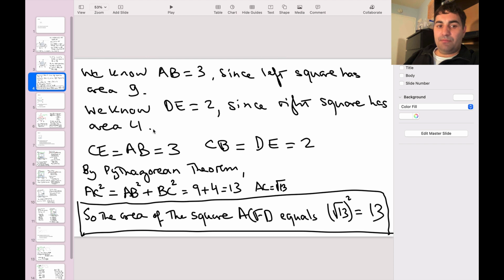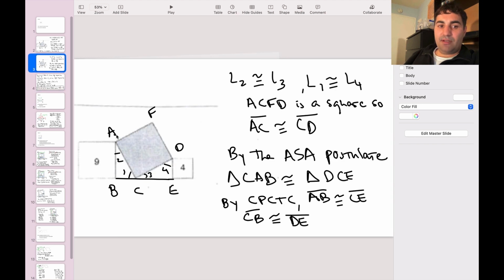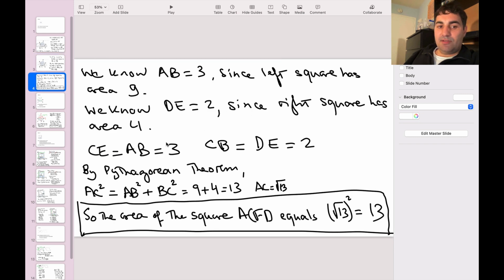So we can plug in these values, and if we look at this side AC, we can use the Pythagorean theorem: AB squared plus BC squared equals AC squared. So we get AC squared equals 3 squared plus 2 squared. So 9 plus 4 equals 13, and therefore AC equals the square root of 13. So the area of the square is going to be the square root of 13 squared, which is 13.